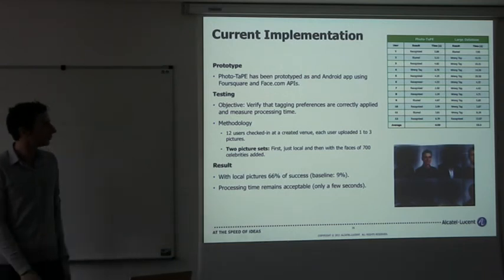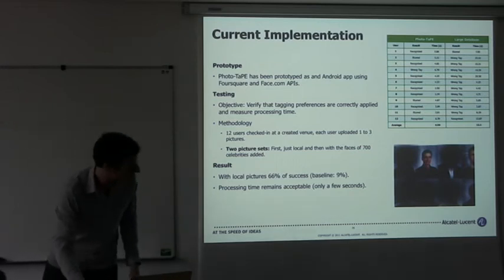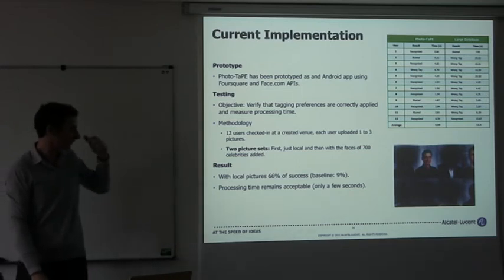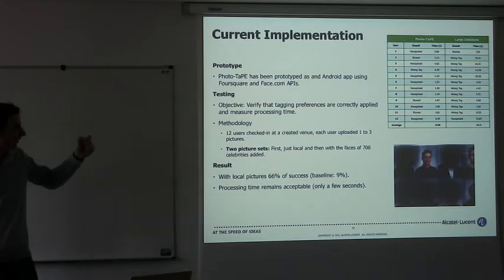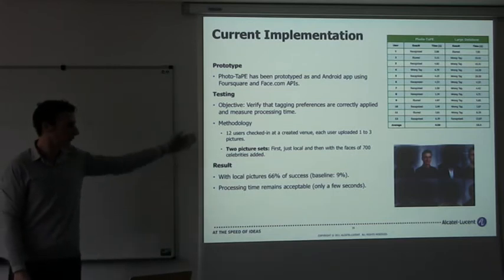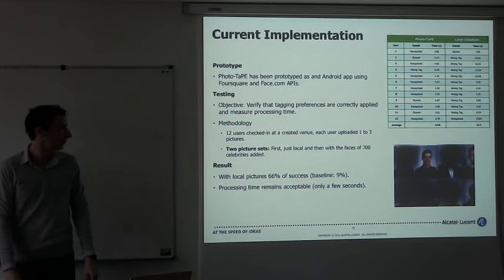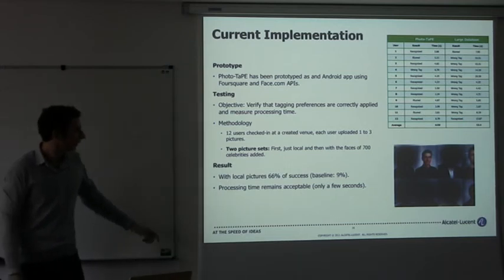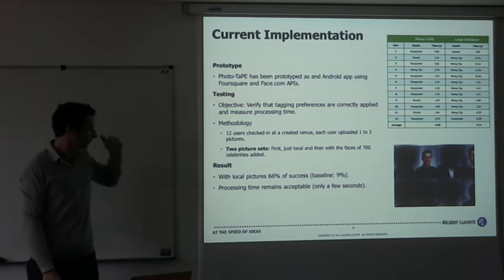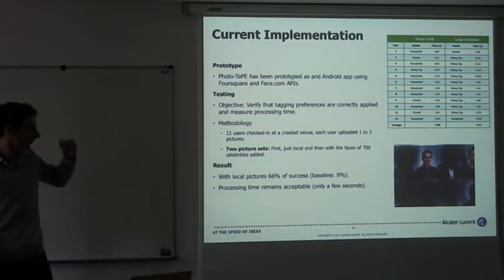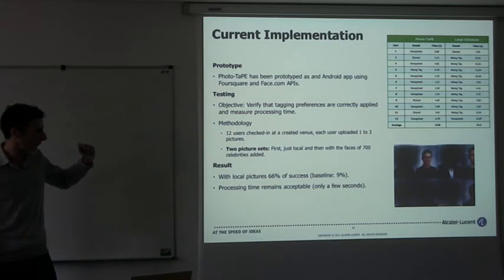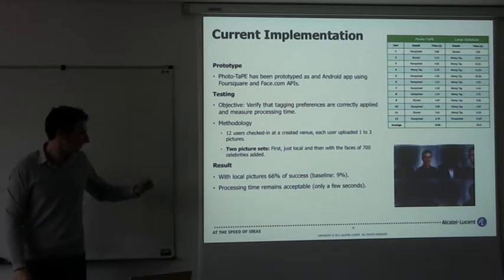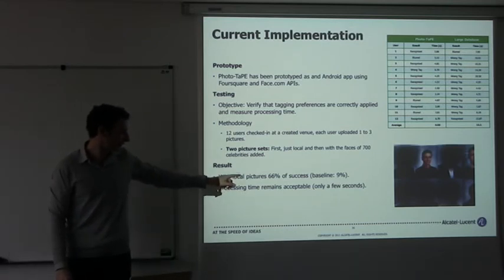And so we have some prototype, which is running here, but it's consuming most of the battery, so it's not working right now. We're using Android APIs, Foursquare and face.com for facial recognition. We did some tests to verify that we were able to recognize the user correctly and apply the correct preference. And it did not work as well as we expected.